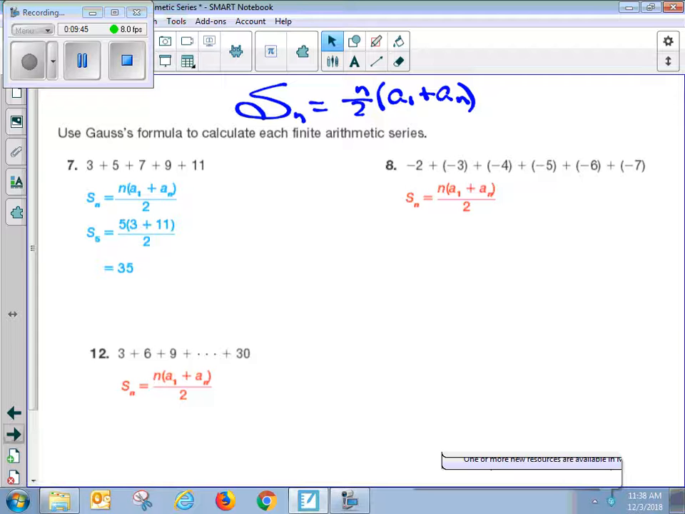Good, -2. How many terms are there? 6. Okay. What is the last term? So I'm not missing anything. So I can go right to plugging it in. Please do so.